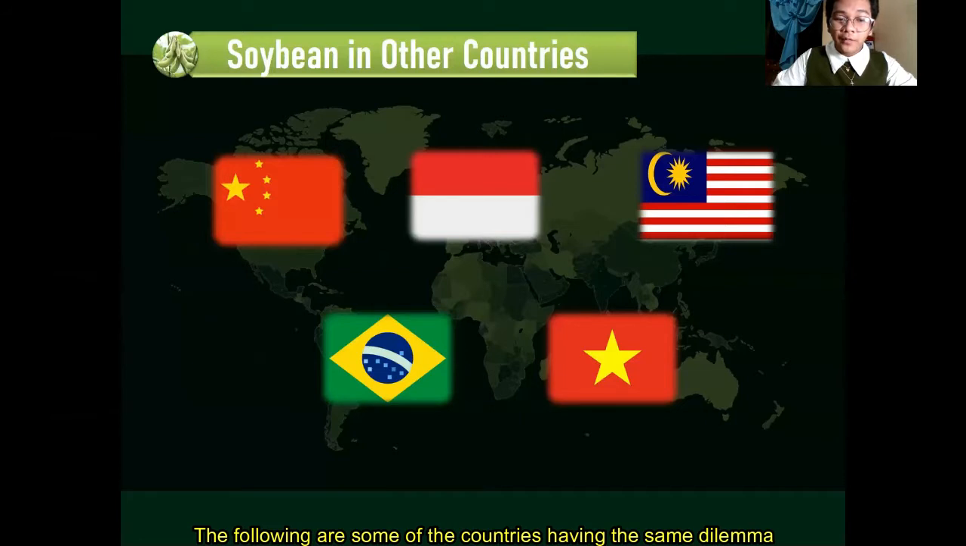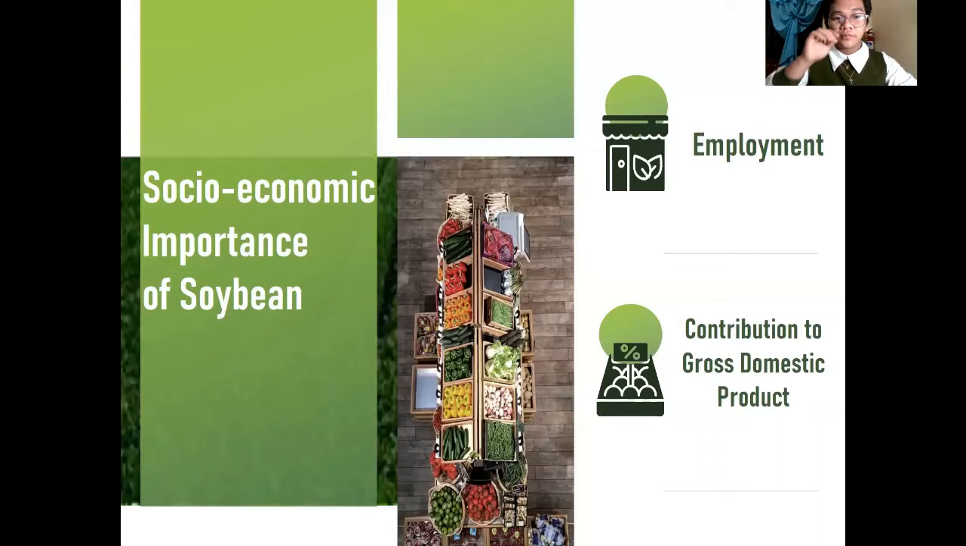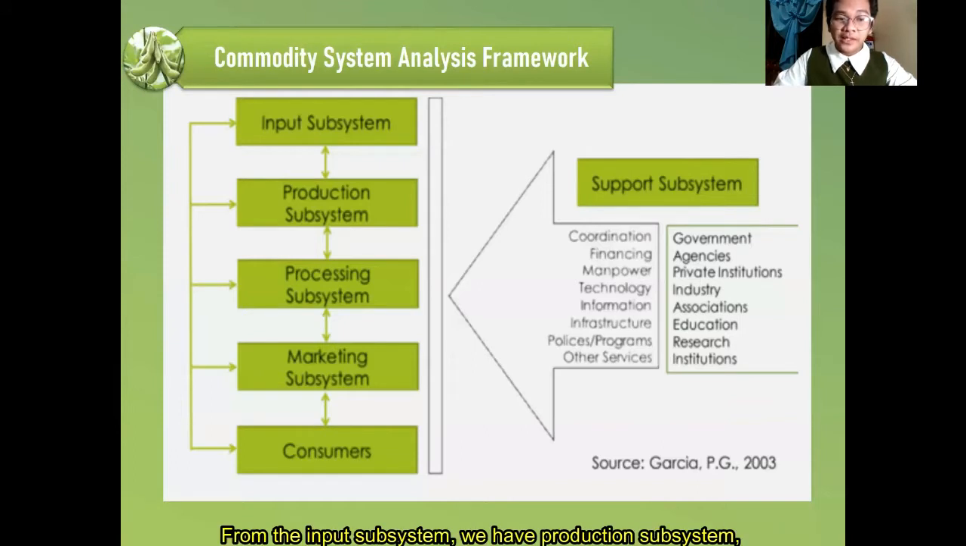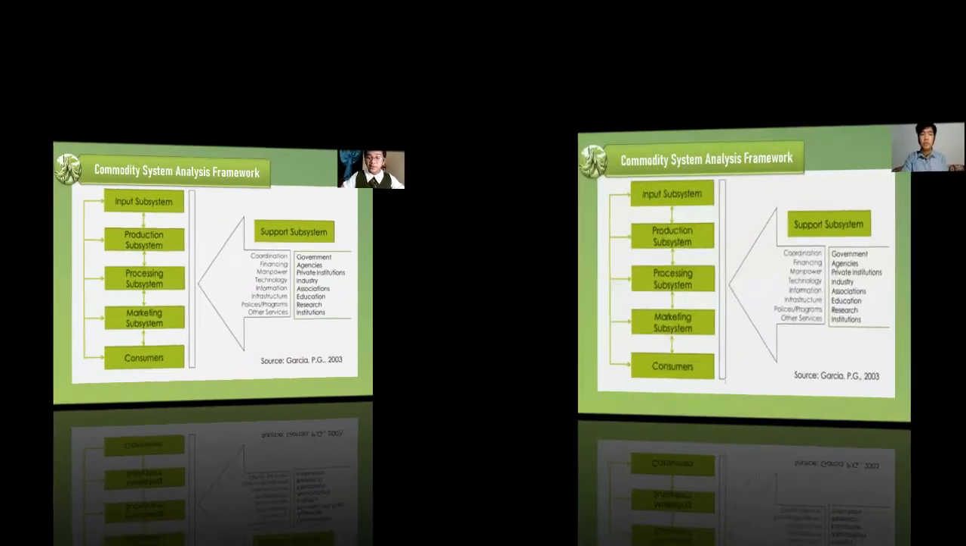The following are some of the countries having the same dilemma as the Philippines. We have China, Brazil, Malaysia, Indonesia, and Vietnam. As for the socioeconomic importance of soybean, it provides employment and contribution to the GDP. You can see on the screen that the report follows this commodity system analysis framework. From the input subsystem, we have the production subsystem, then the processing subsystem, the marketing subsystem, and lastly, the consumers, together with the help of the support subsystem.